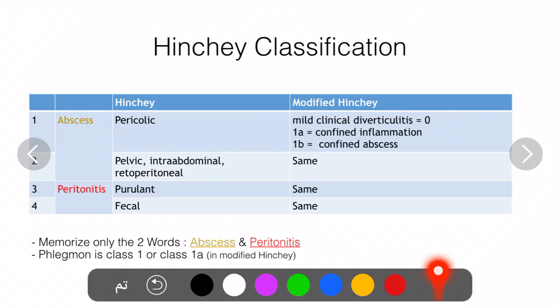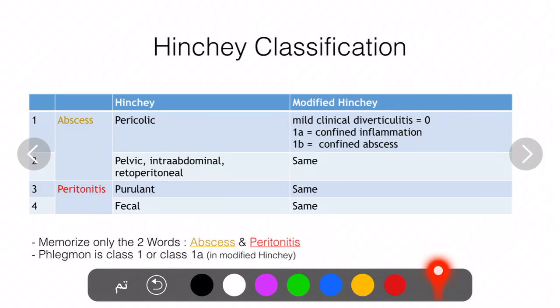For Hinchy classifications, you have to know that there is Hinchy, and nowadays we have also the modified Hinchy. I want you to concentrate only on the Hinchy up to now. To know the classification, to memorize it, as usual, we mention the points on how to memorize. We have two words, which are abscess and peritonitis. If you know them, you can say the classification very easily. So abscess is for class 1 and 2, and peritonitis for class 3 and 4.